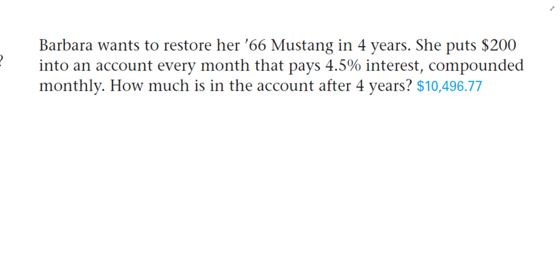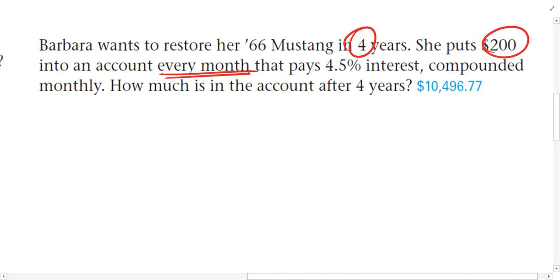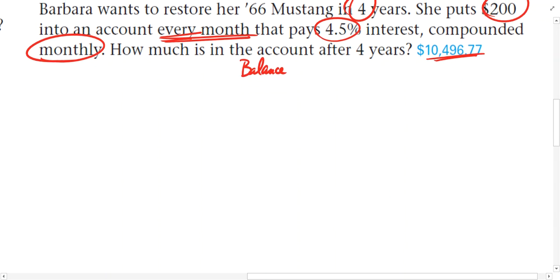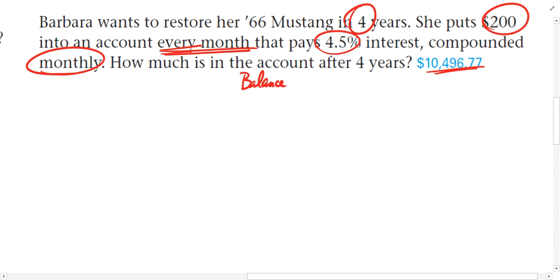Barbara would like to restore her 1966 Mustang, and she has 4 years to save for that. She invests $200 into an account every month. There's a big clue there. The account pays 4.5% interest, and it is compounded monthly. We want to know how much is in the account, or the ending balance, after the 4 years. Now the answer key says that this should be $10,496.77. Let's see if we can get there ourselves.